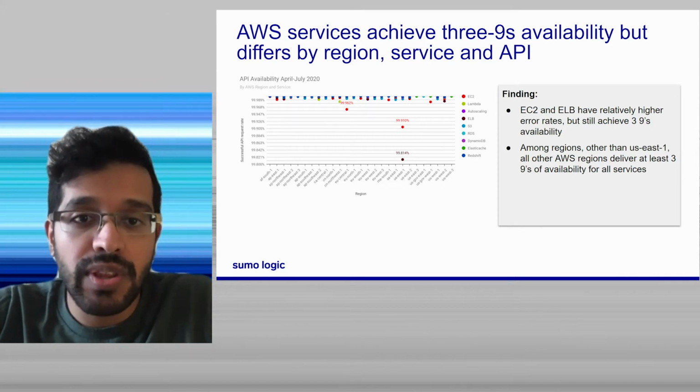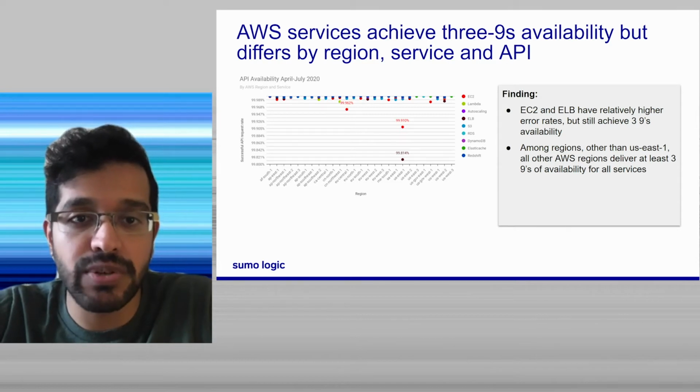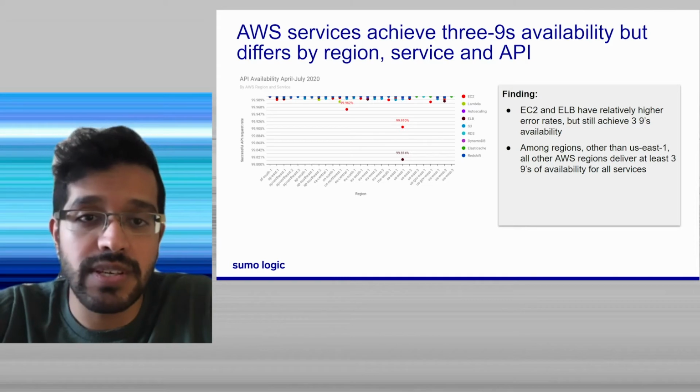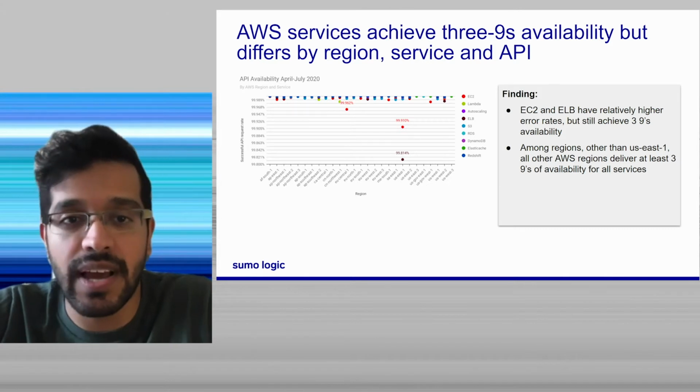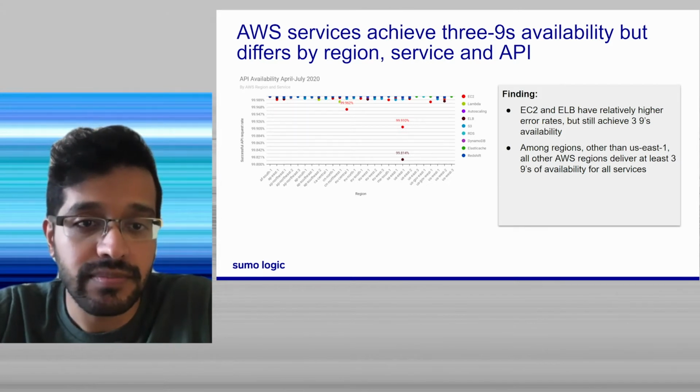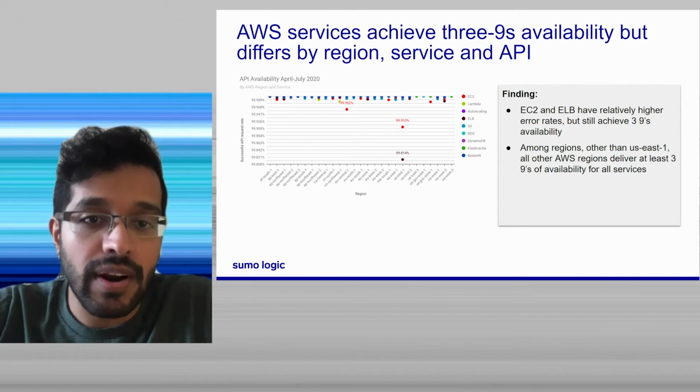And the results show that while EC2 and ELB have high error rates, even these services are able to achieve 3 nines availability, which in this analysis translates to fewer than 1,000 errors per 1 million API requests to these services, in all regions except for US East 1. All other services achieve greater than 3 nines availability in all regions. And among regions other than US East 1, all other AWS regions deliver at least 3 nines of availability for all services. So I'm going to quickly cover throttling and insufficient capacity errors next before coming back to analyze this in detail.